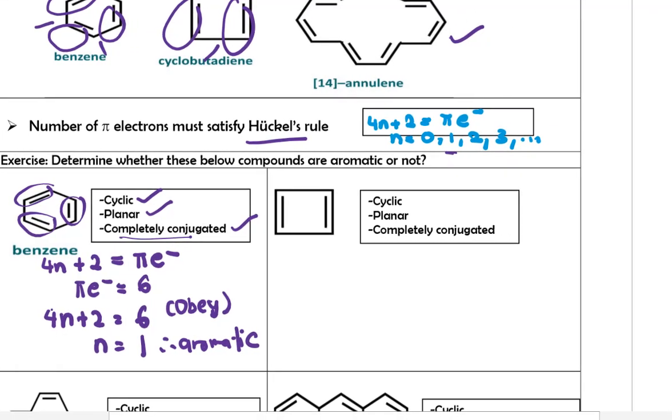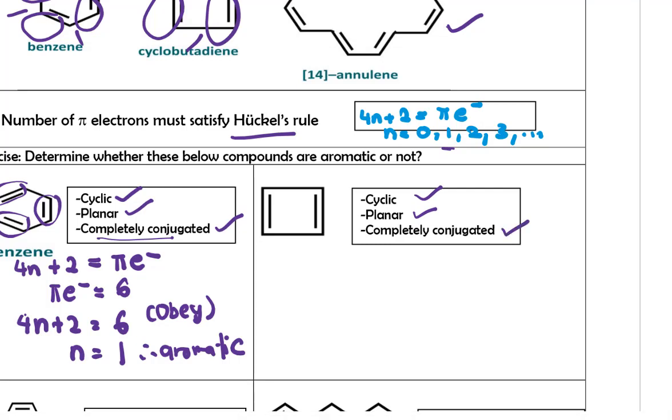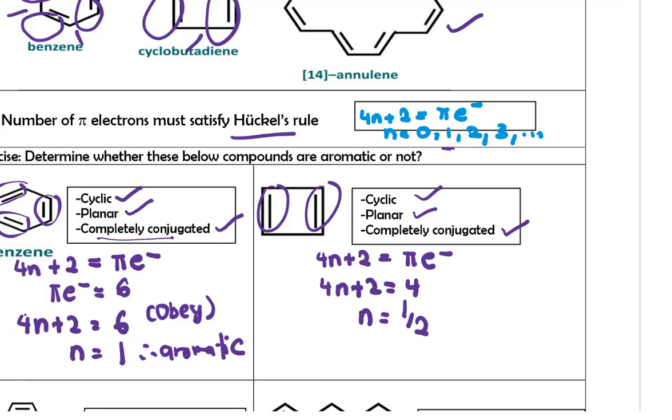If you look at this one, it is cyclic, it is planar, and it is completely conjugated because double and single bonds are alternating. So we check whether it obeys Huckel's rule. Here you have 2 double bonds, so the pi electrons are 4. So n is equal to 1 over 2. This disobeys Huckel's rule because n cannot be a half. So this compound is non-aromatic.